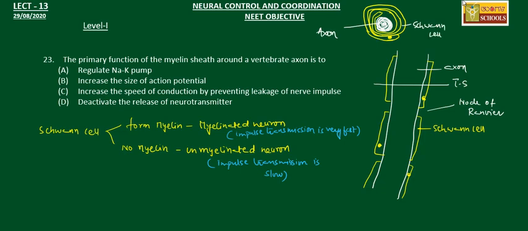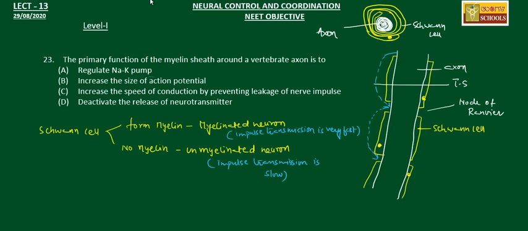Now here, in the case of a myelinated neuron, the action potentials will jump from one node of Ranvier to another node of Ranvier, and from here to another node of Ranvier. So this myelin sheath acts as an insulator and also helps in increasing the speed of conduction of the nerve impulse, right?